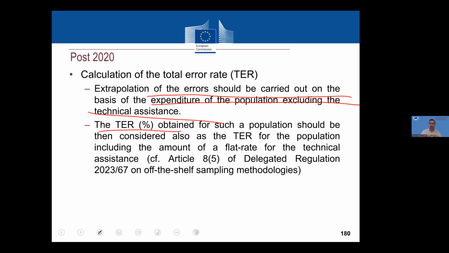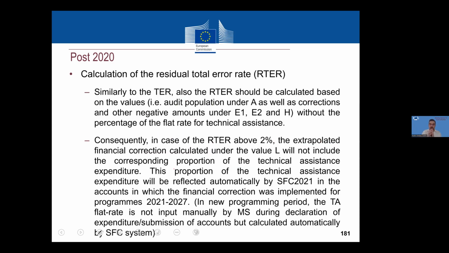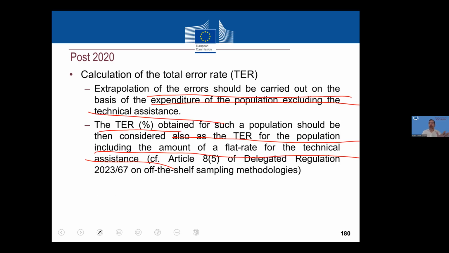Then you calculate a certain error rate, a certain projected error rate. The projected error rate that is obtained for such a population is also considered as the error rate for the population, including the amount of flat rate technical assistance, okay? So it's basically the same thing. You have the error rate that should be applied to the whole expenditure of the population, including the flat rate. So in what regards the error rate, nothing new. It's absolutely, I think, crystal clear after having discussed this so detailed before the break.